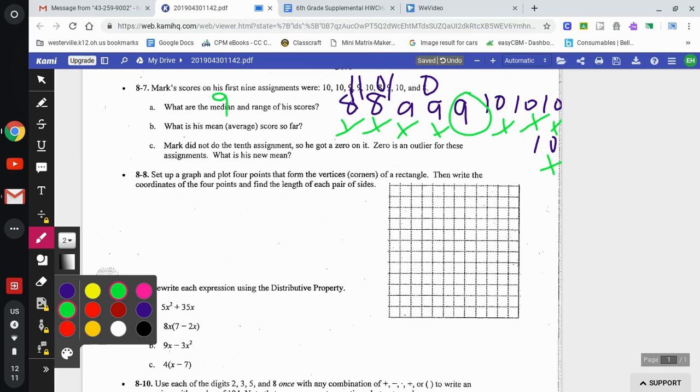Now your range is your highest score subtracted by your lowest score. So 10 minus 8 would be 2.